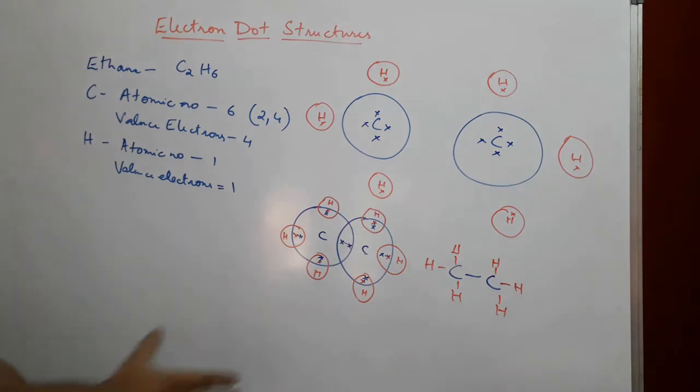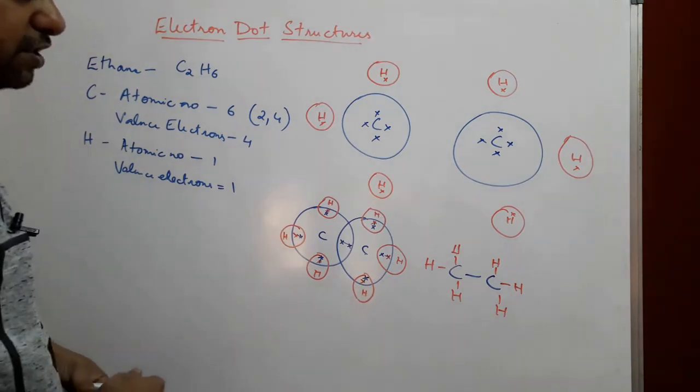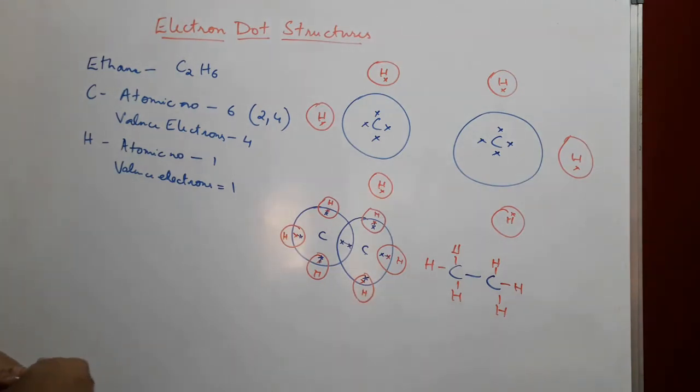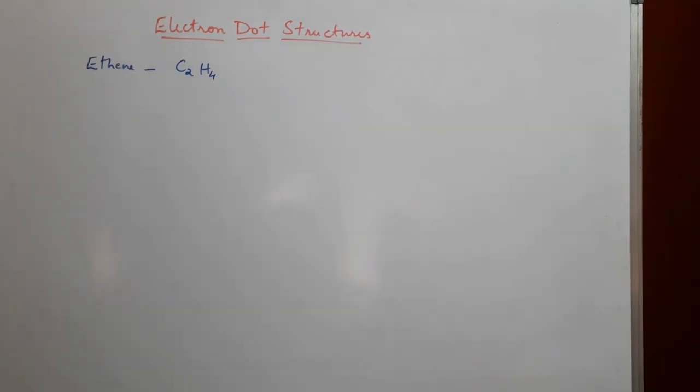Okay, so this is how we draw the electron dot structure of ethane. Similarly, we'll draw the electron dot structure of ethene next. So our next compound is ethene. This is another hydrocarbon with a double bond.